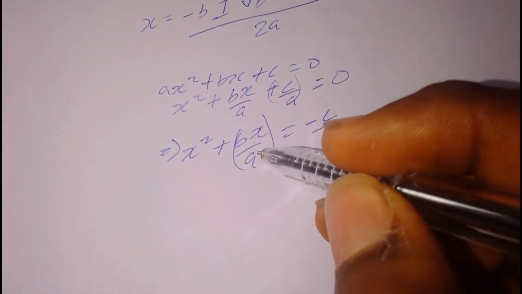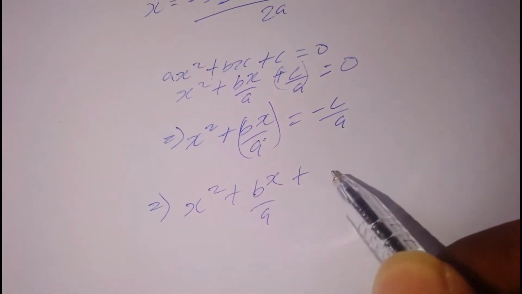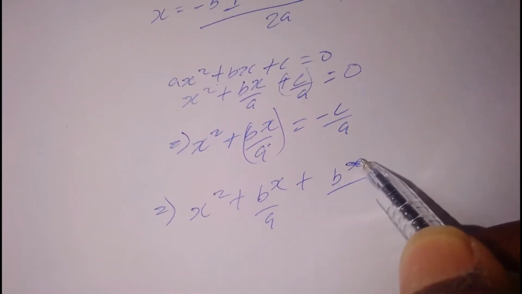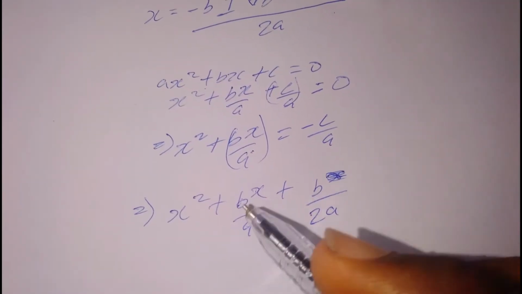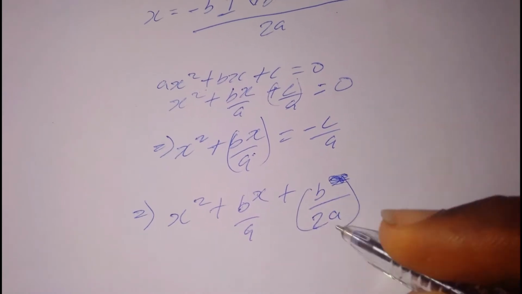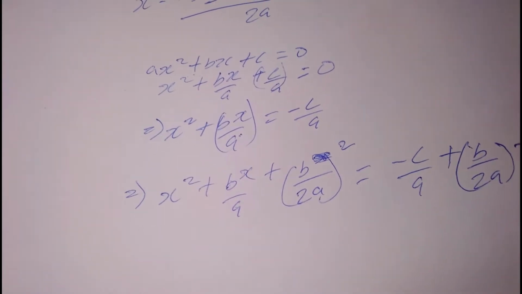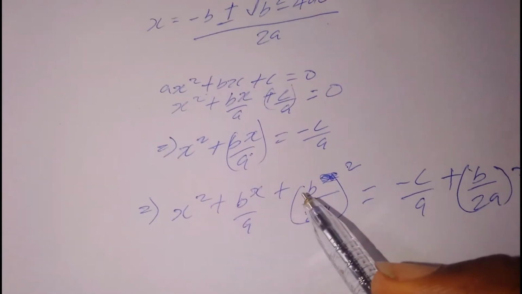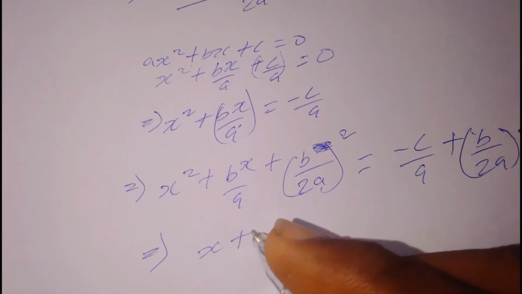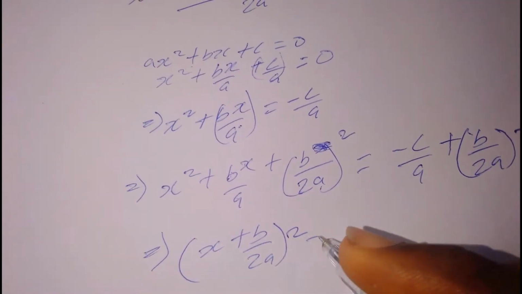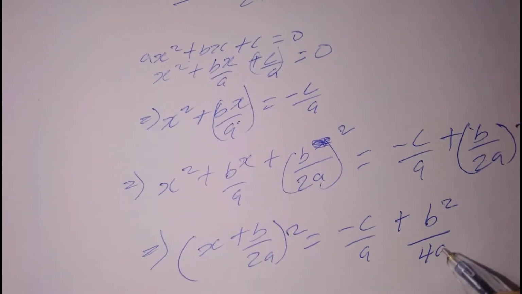Now you're going to take 1 over 2 of the coefficient of x. You don't need to bring the x over, just take b over a times 1 over 2, which gives b over 2a. Then you square it. It goes to minus c over a plus b over 2a all squared. Now you see these two are both squares, so you take them together, because if you open the bracket you get this. That will give us x plus b over 2a all squared equals minus c over a plus b squared all over 4a squared.